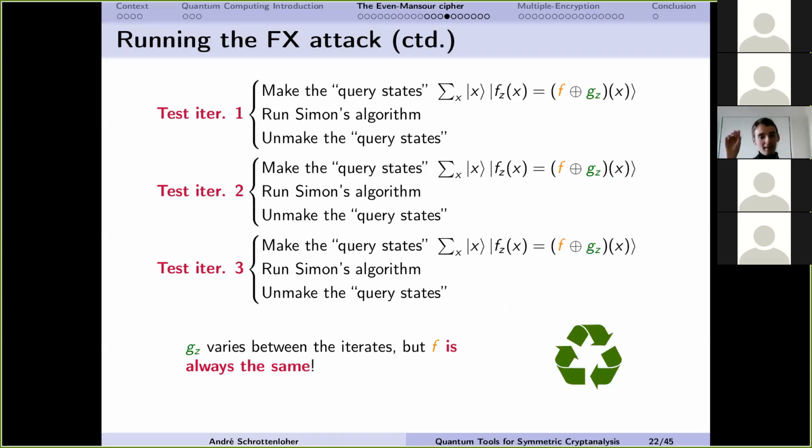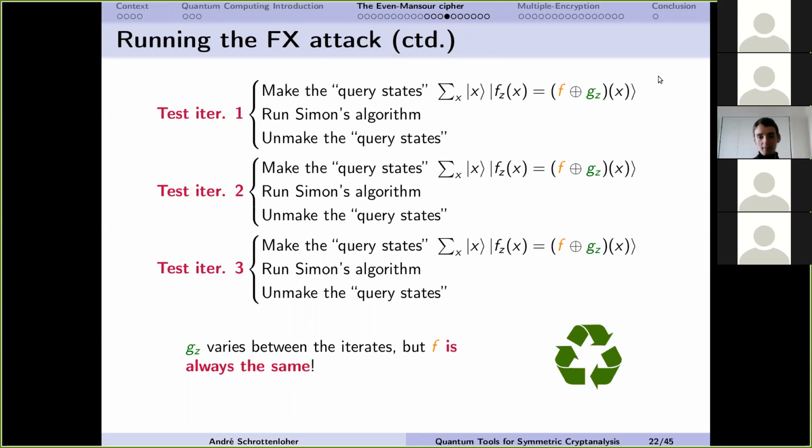So let's have a look at the test black box itself. Each time we make the test, we run Simon's algorithm. And so we have our current guess z here, and we run Simon's algorithm with the function f_z. So we must make the queries to the function. So we create these query states here.